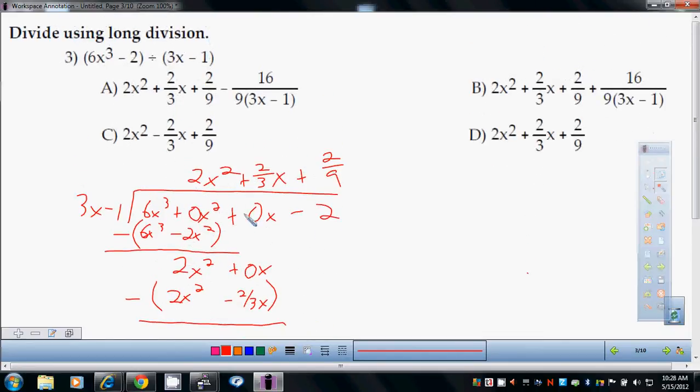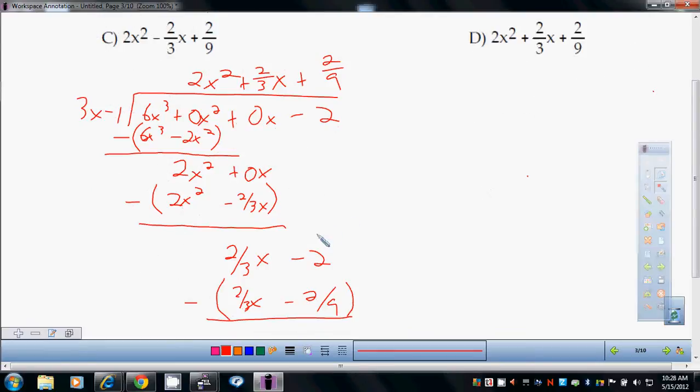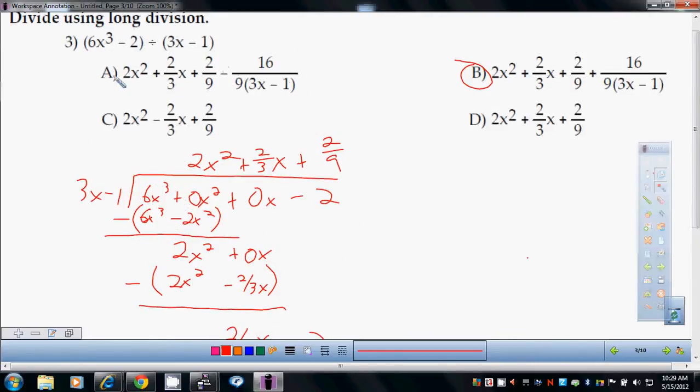Plus 16/9. So the answer would be B. Was it? Oh, touche. Minus, positive, minus 16/9. The answer would be A.